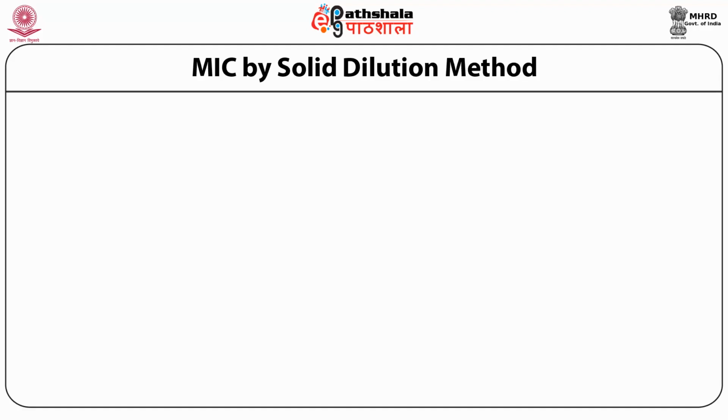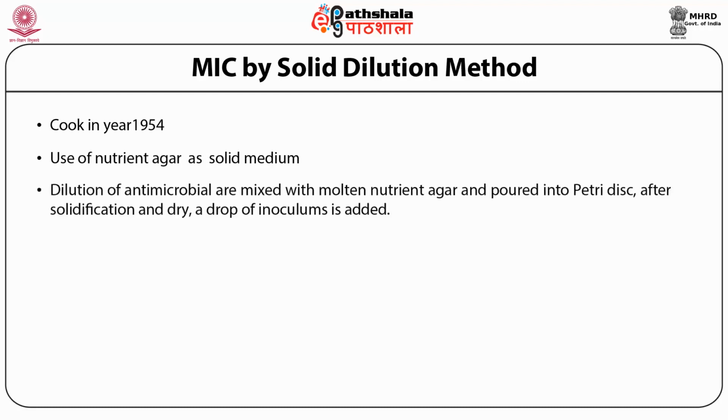Minimum inhibitory concentration by solid dilution method. The solid dilution method was invented by Cook in the year 1954. In the solid dilution method, nutrient agar is used as a solid medium. Dilutions of antimicrobials or disinfectants are mixed with molten nutrient agar and poured into a petri dish. After solidification and drying, a drop of inoculum is added.